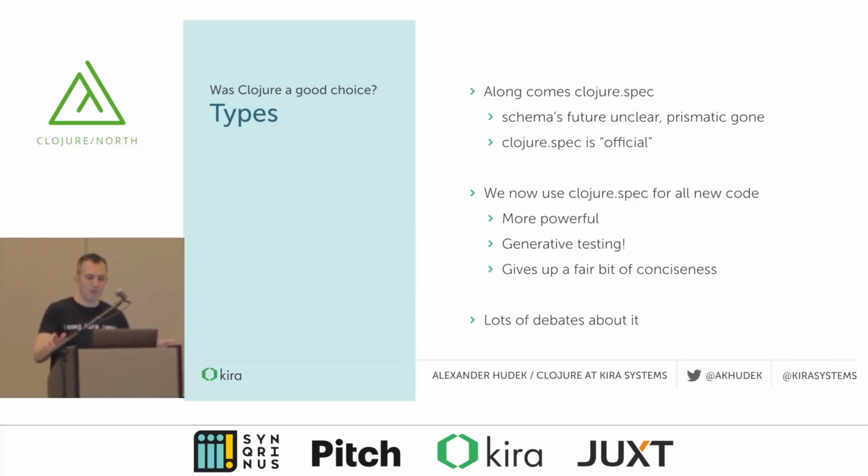So then along came Clojure.spec, and Prismatic, the company who made schema, they were gone, and so schema's future was basically unclear at that point, and spec being official, we're like, okay, let's jump on the official bandwagon. So we now today use spec for all our new code. Almost every single function we write, we write a spec for. And as probably most of you know, spec is more powerful. It's great for generative testing, so there's really good things about spec.